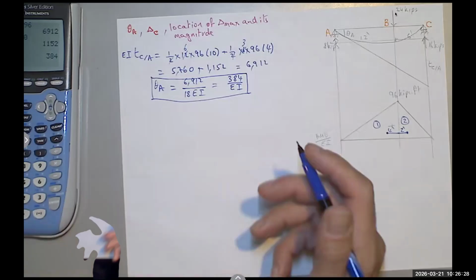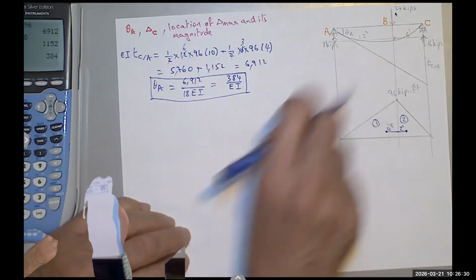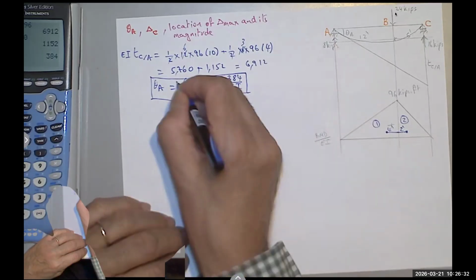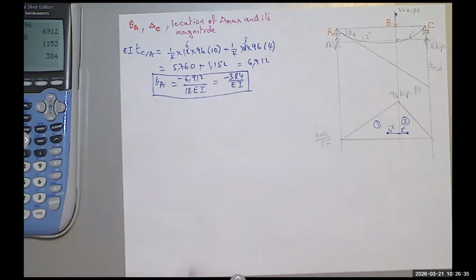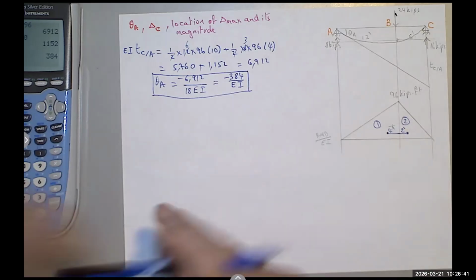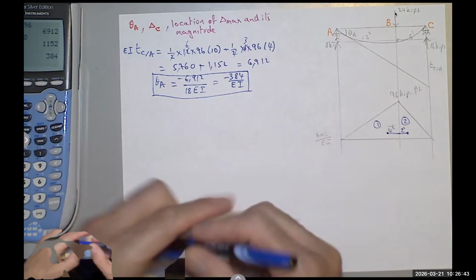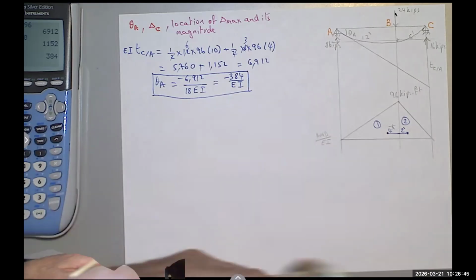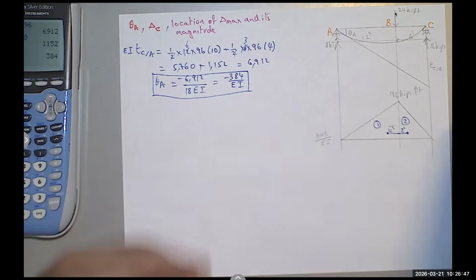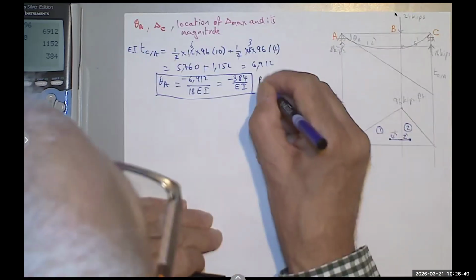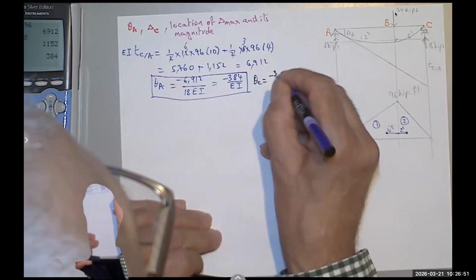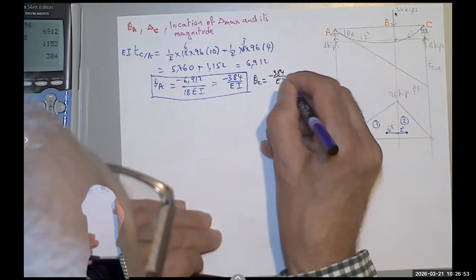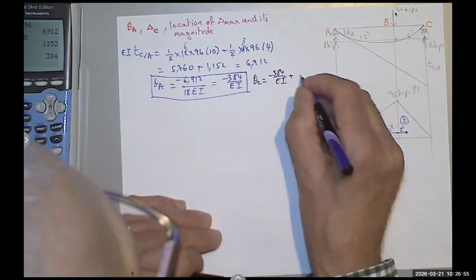By the way, this is rotating clockwise, so that's negative, okay? I can find theta sub C since we are doing it, so we can see something else. Even though they didn't ask us to find theta sub C, it's easy. We can say theta sub C equals negative 384 over EI plus the area over EI.